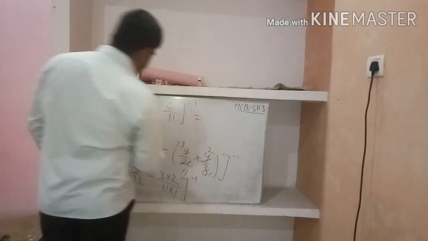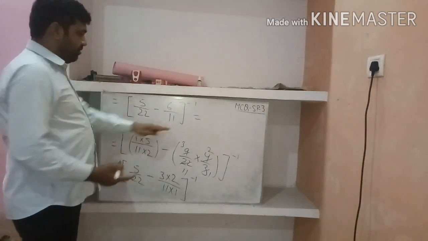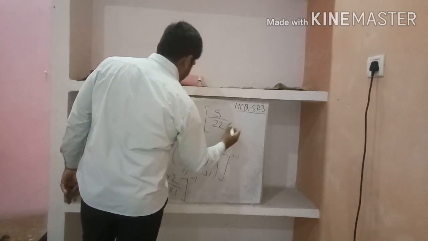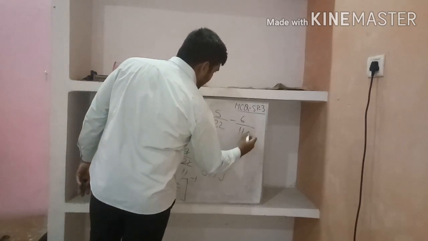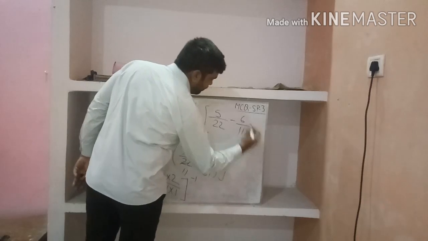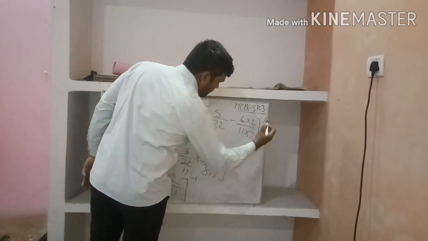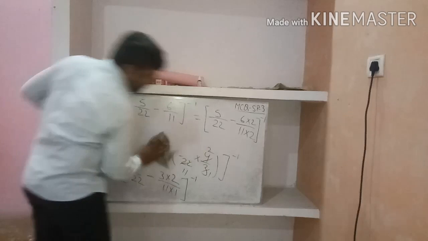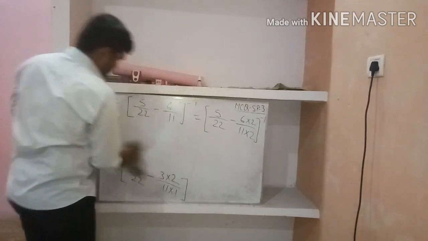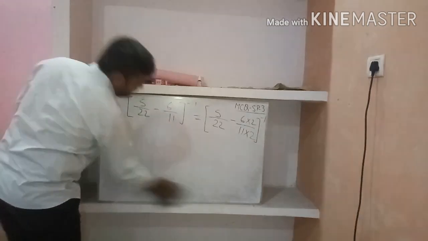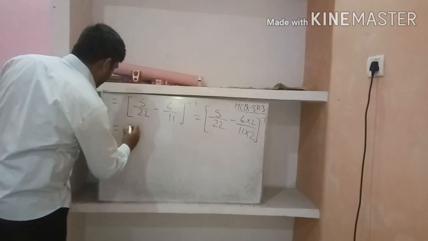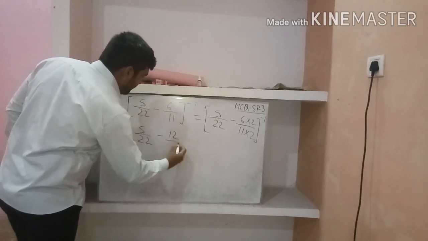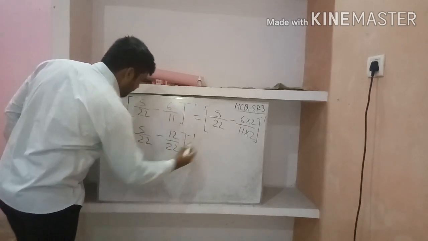Now, how can you solve this? After that, you can take the LCM of the denominators 22 and 11. So the LCM will be 22 only. So here you got 5 by 22 minus 6 by 11. What do you multiply 11 by to get 22? 2. So multiply the numerator also. Now let me solve. Here in the next line what we got? 5 by 22 minus 6 2s are 12 by 22, to the power minus 1.